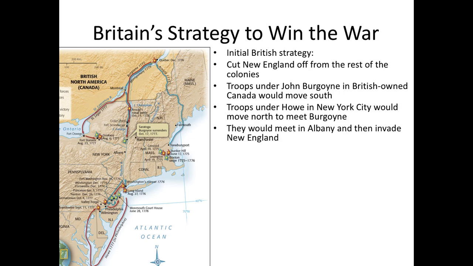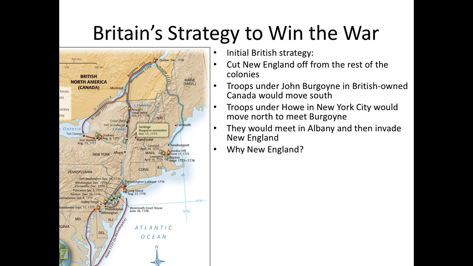Again, they were supposed to meet somewhere in the middle. Somewhere in the middle would have been Albany, New York, which you can see is right here. And then from there, they would invade New England, again, taking out the majority of the colonists that consider themselves to be patriots. I'll get into why that failed in a moment. If you look at the map, you can kind of see part of the reason why that fails. In fact, you can see the entire reason why that fails if you look closely enough. But I'll explain in a moment.